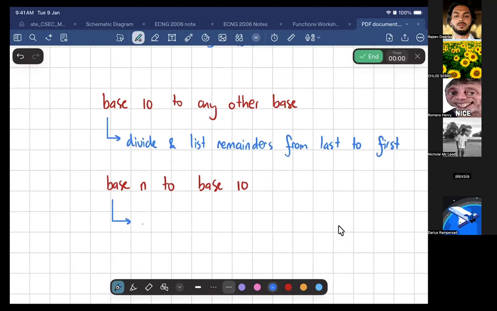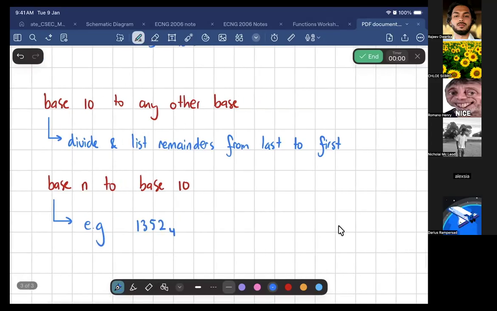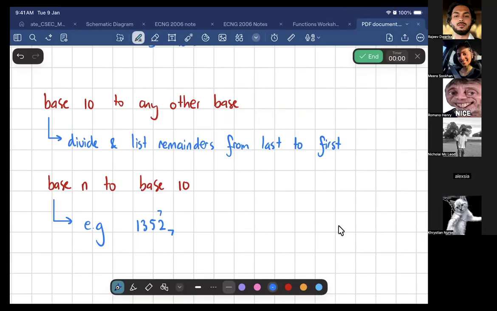Essentially, let's do an example quickly. If you had 1352 in base 7, this would be 7 to the power 0. I'm trying to find the word; you used to call that the place value. So you're going to find the place value: 7 to the power 0, 7 to the power 1, 7 to the power 2, 7 to the power 3. And you add up all the values for each digit.